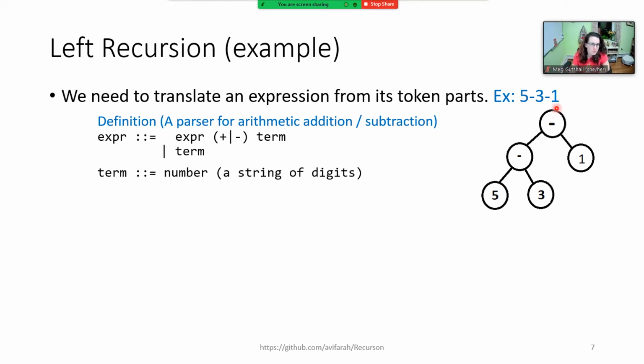Everybody understands it? Here's the definition of an expression. An expression is an expression plus or minus a term. So for 5 minus 3 minus 1, we would like to do 5 minus 3 first. That's why it's a left recursive process. Does everybody understand this example? It's supposed to be simple.